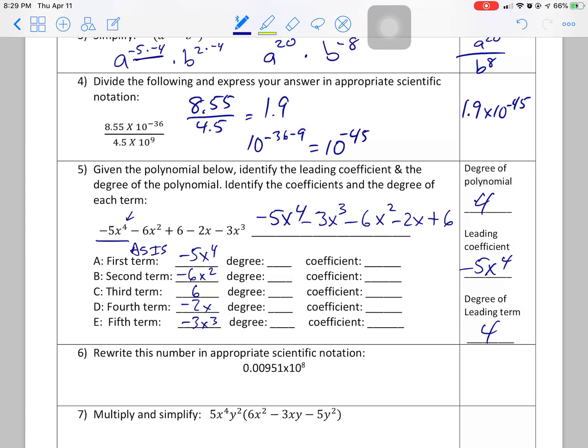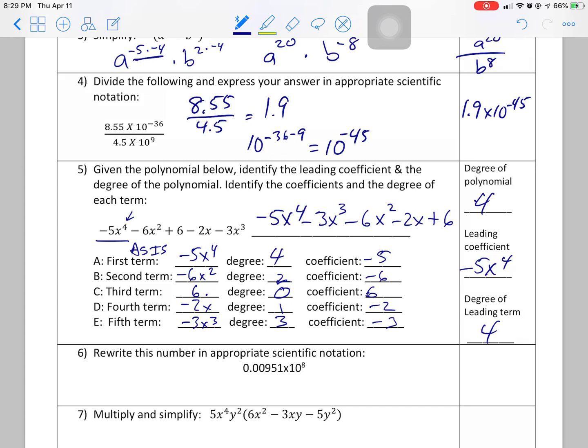Degree, this one is a 4, that one's a 2. When you don't see an x at all, that's because the degree is 0. When you see an x with nothing there, that's a 1, and then that's a 3. Negative 5, don't forget the signs. Positive 6, that's a constant term, right? Negative 2, negative 3.